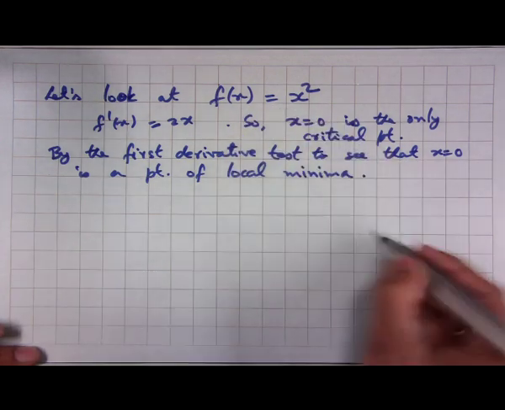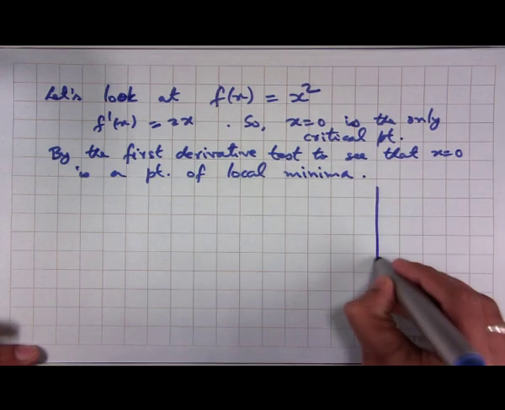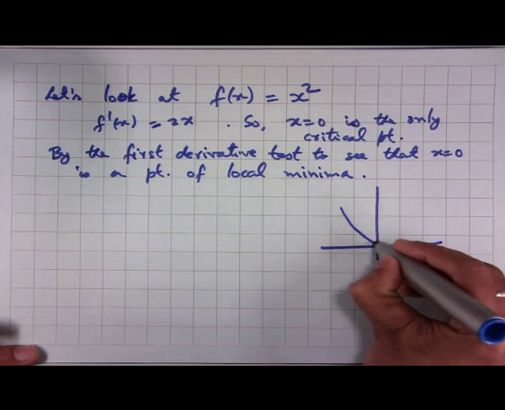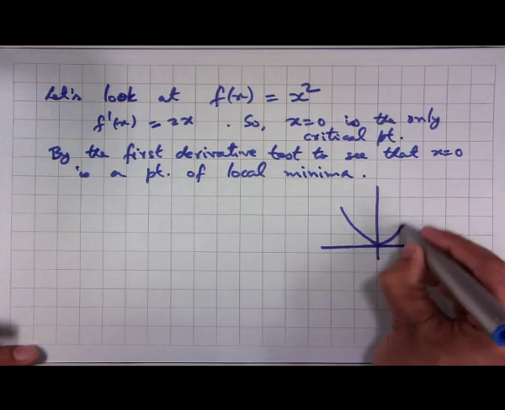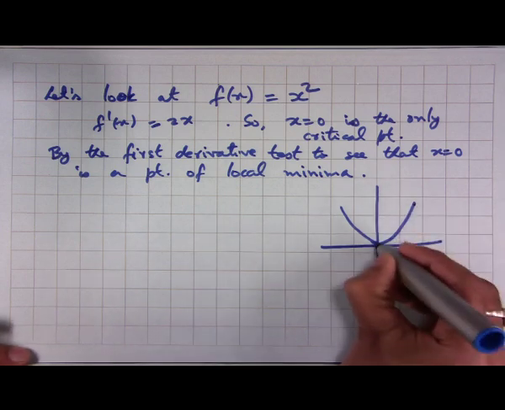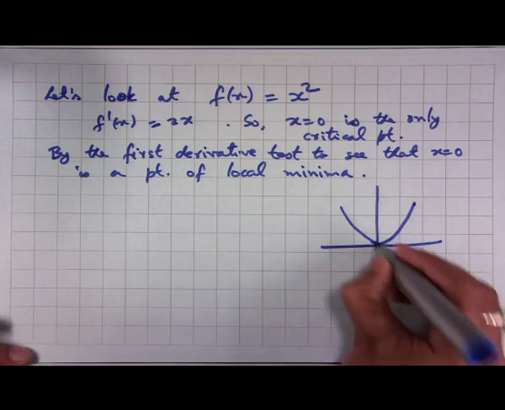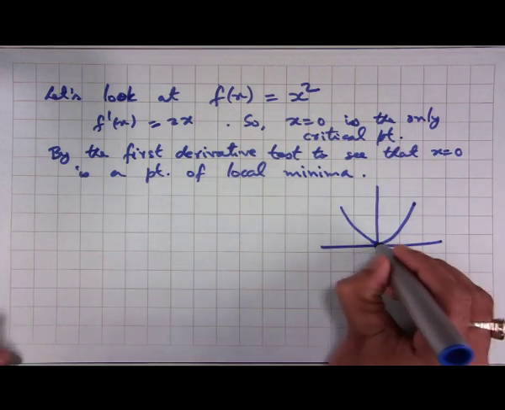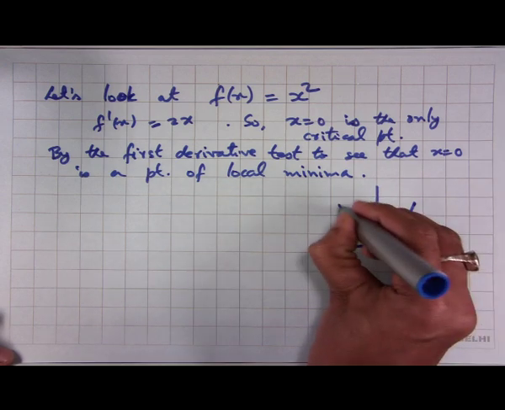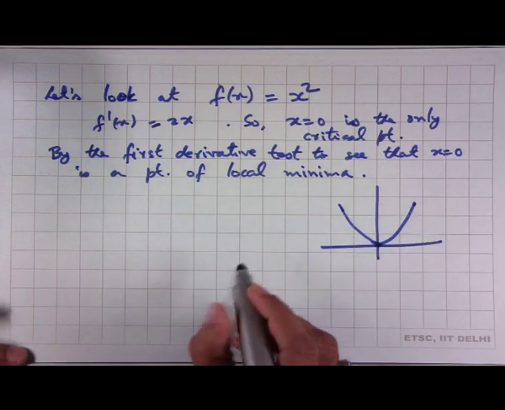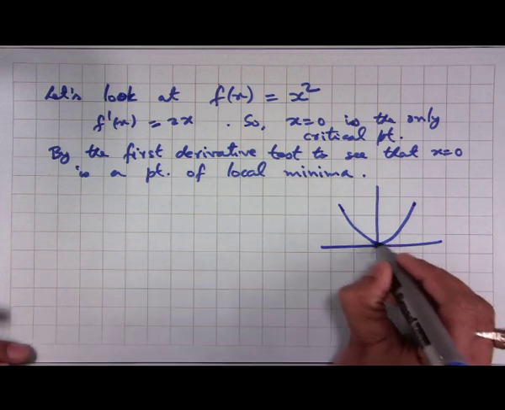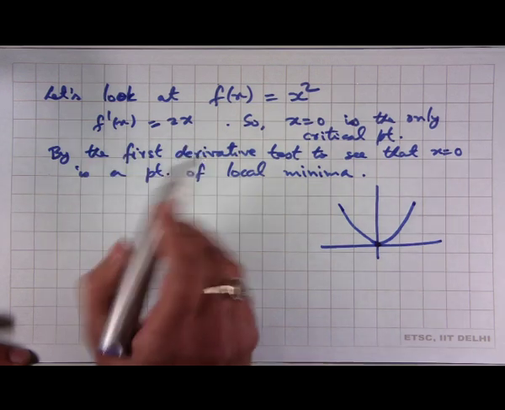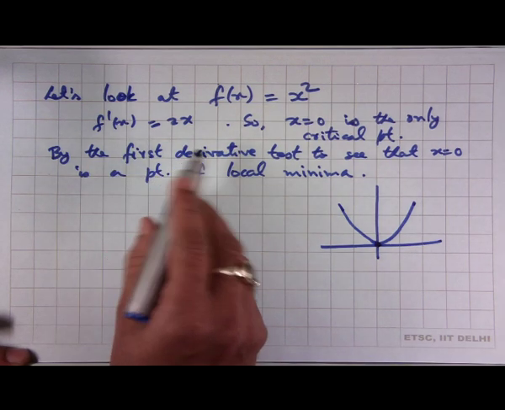In fact, in this case the function is simply, the graph of this is this parabola, and the function is always non-negative and it is 0 at 0. So, it is clear that this point is a point of local minima, it is also a point of global minima. Now, if we look at what happens to the second derivative. So, the first derivative does not tell us.